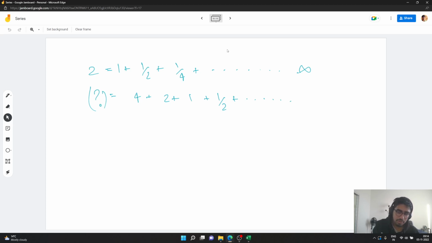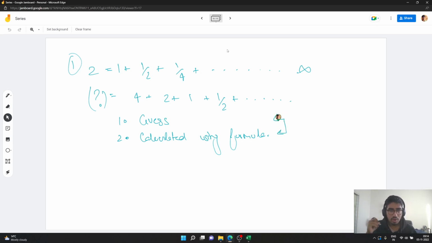Can you also match that guess with the actual formula? So one, take a guess, and the second thing that you should do is calculate it using the formula. Then try to see if these two match. We'll talk about it next class.